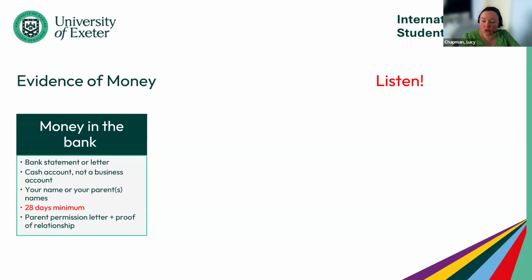Your bank document must show the balance throughout the whole 28-day period, and the statement itself cannot be older than 1 month. The money should remain in your account until you have received a decision on your visa application. If you are using documents in your parents' names, you will also need a permission letter from them and proof of your relationship, such as a birth certificate.